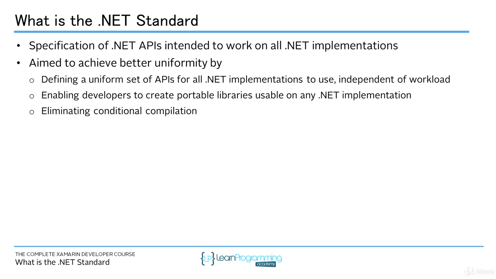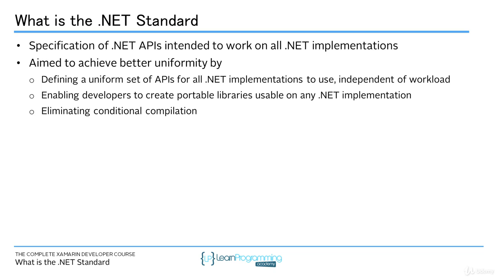One, it is defining a uniform set of APIs for every single one of the .NET implementations to use, independent of the platform or the workload. This means that every single .NET implementation, again, whether that be Xamarin iOS or UWP or Windows, is going to be using the same uniform set of APIs.